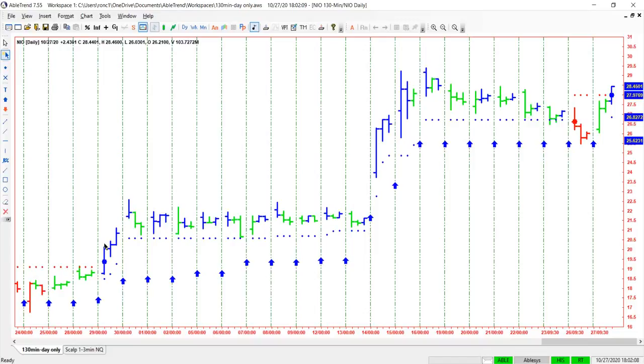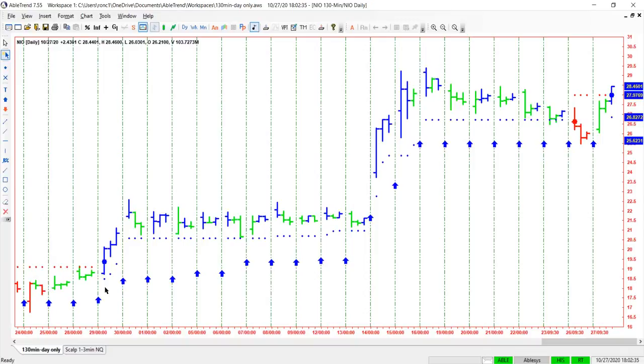What we're looking for now is the first blue bar, and here's the key: the small blue dot on the 130-minute chart. The reason we pick 130 is because there are 390 minutes in a trading day, and 130 is exactly one third. We always use a 3-to-1 ratio when we combine the two charts into one. That's why we always use a 1 minute, 3 minute for day trading. So this is the 130 and the daily.